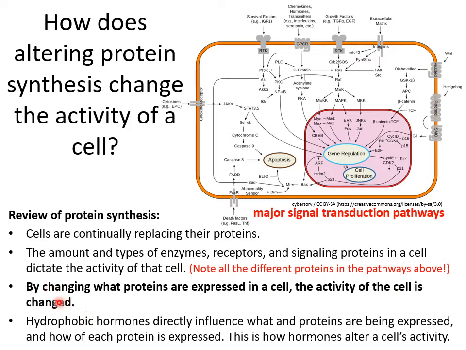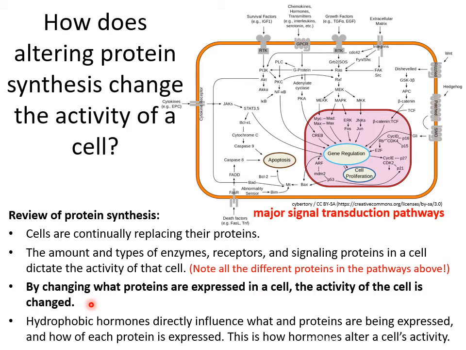So by changing what proteins are expressed in a cell, the activity of the cell can be changed. What I mean by that is, let's take, for example, hormone receptors. Hormone receptors are proteins. If the cell makes a lot of a hormone receptor and puts thousands of them on the surface, when that hormone is released, the cell is going to be very sensitive to that signal, and it's going to respond greatly to that hormone signal and change its behavior.